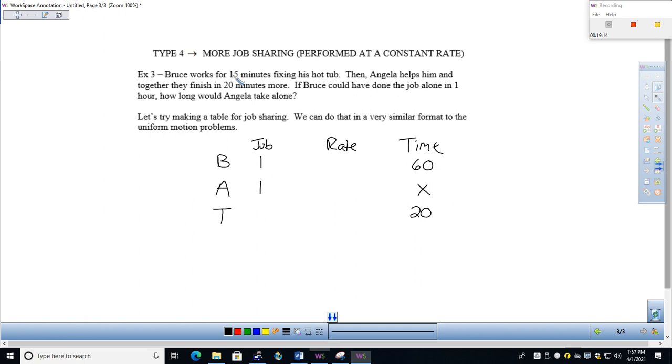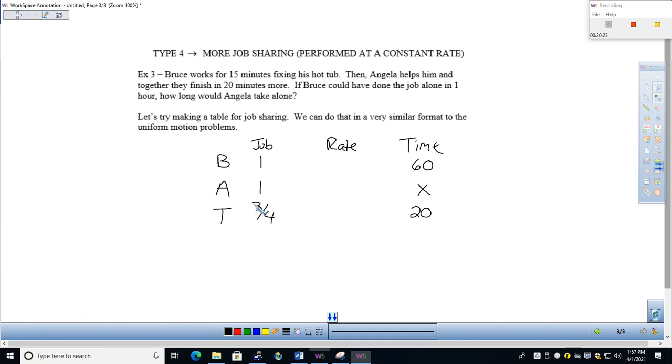So he worked for 15 minutes. He could have done it in 60. So 15/60ths of the job means he's done a quarter of the job, which means when Angela then joins and they work together, that's not for the whole job because some of it was already done. It's for 3/4 of the job. So this is what makes the variation a little more complicated. Okay, now watch how this plays out.